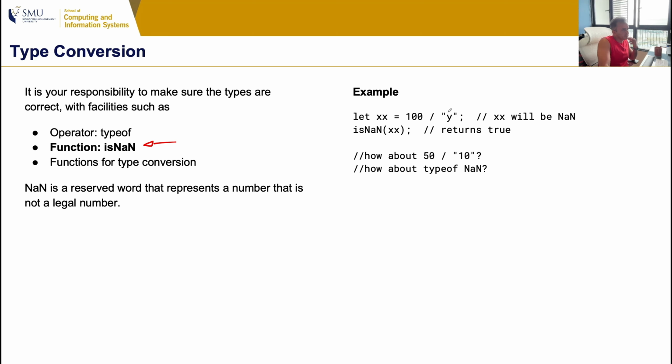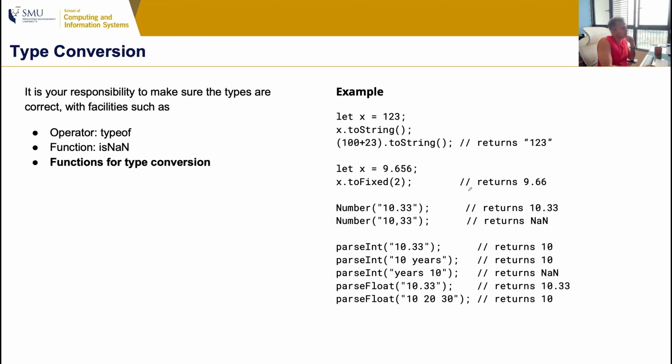So if you divide a number by a string, obviously that is not a number, so you don't know what it is. I think it is actually undefined, and then you can wonder what type NaN is. Is it a number, or is it something else? Verify that. So there are a bunch of functions to do type conversion. If you have something like this, this is a number 123, and you can make it a string with toString. You can have rounding by using toFixed, and you can use Number on a string to get the number out of it, and if the string happens to be something that is not really a number, then it'll say it's not a number.